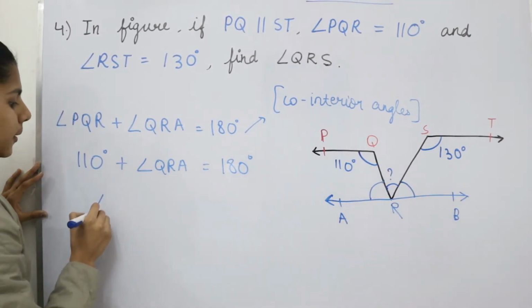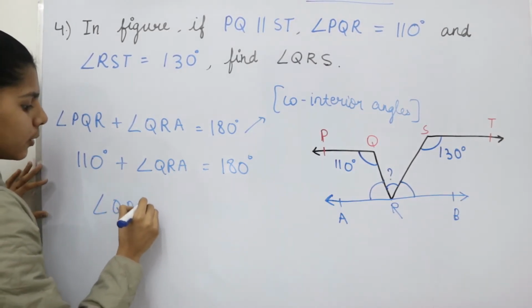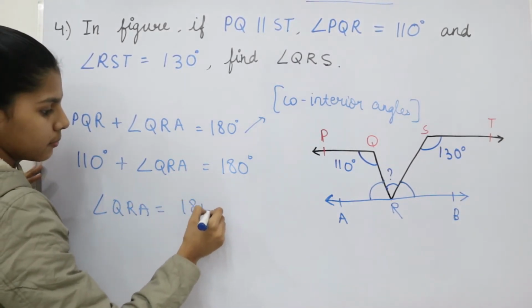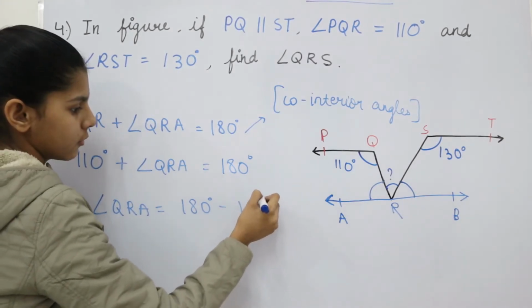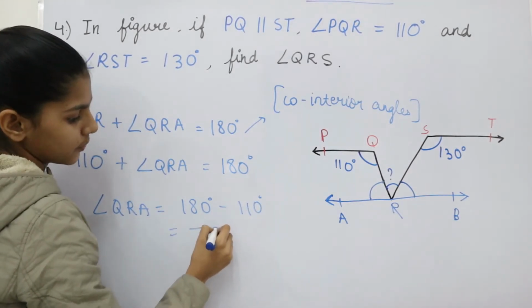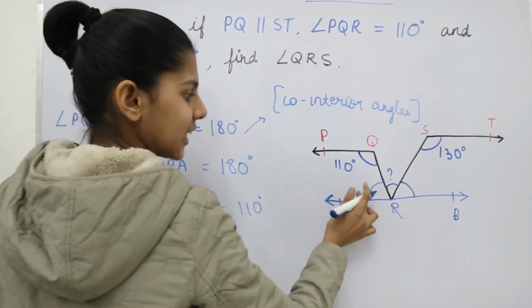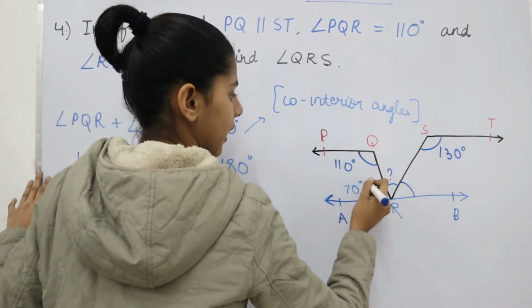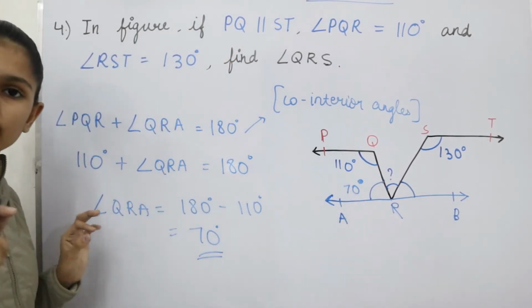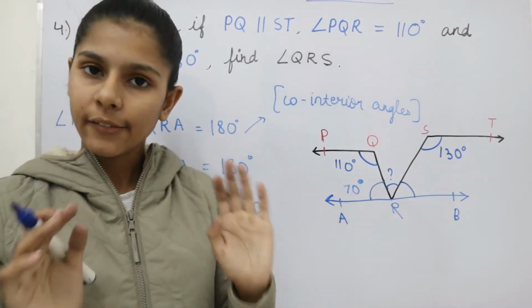Now angle QRA will be equal to 180 degree minus 110 degree, which will be equal to 70 degree. So this angle is 70 degree. We have calculated it. So this one is 70 degree. First angle we have calculated.